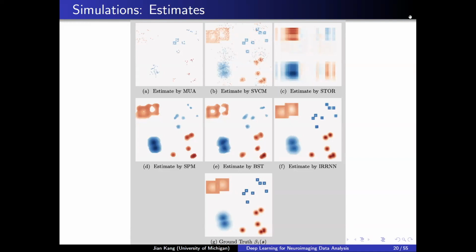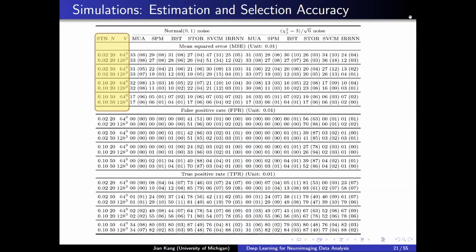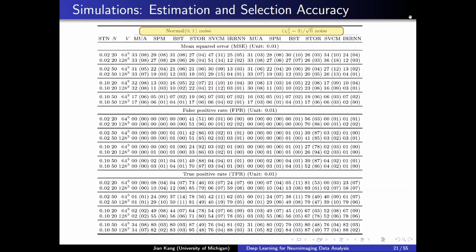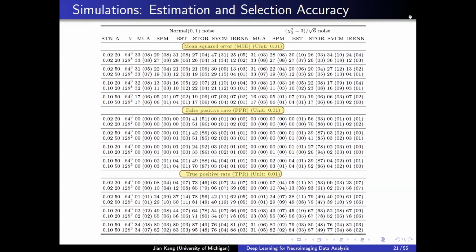This is the neural imaging estimation, the neural network based estimation, which gives a pretty good result. Compared with the ground truth, it's quite close. If you look closely at some large scale simulations, we vary the signal to noise ratio, sample size, and number of voxels. We also add heavy tail noise or random normal noise, and compare different methods. We check the mean square error, the recovery and parameter estimation, and the selection accuracy, the false positive rate, and the power.